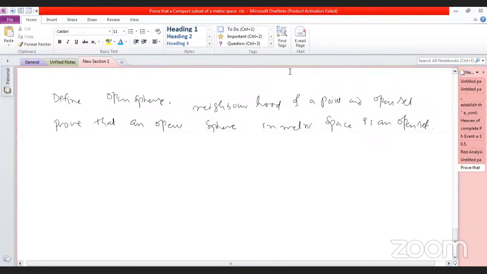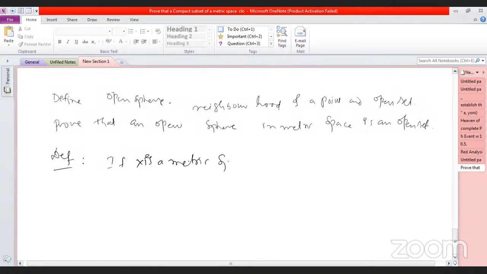What is open sphere? Sir, S_r(x) is the set of y belongs to X such that d of x comma y is less than r, sir. That is your open sphere. Yes, it's very good.